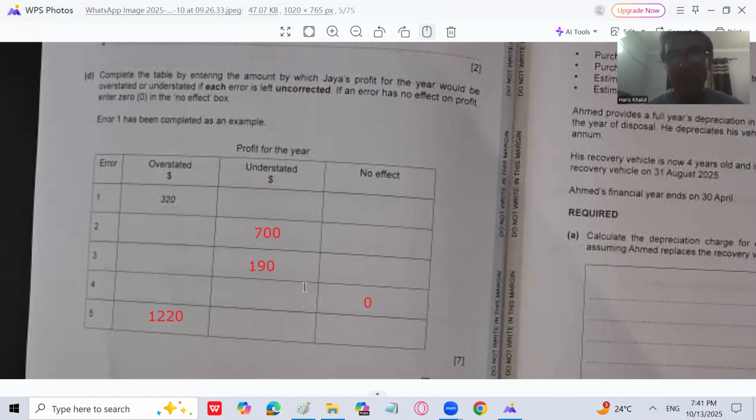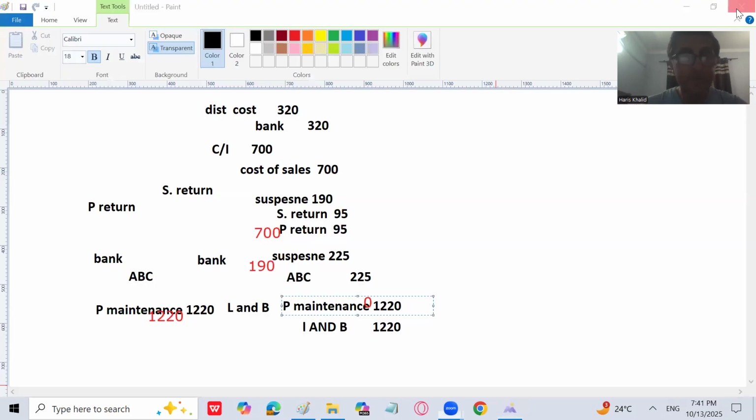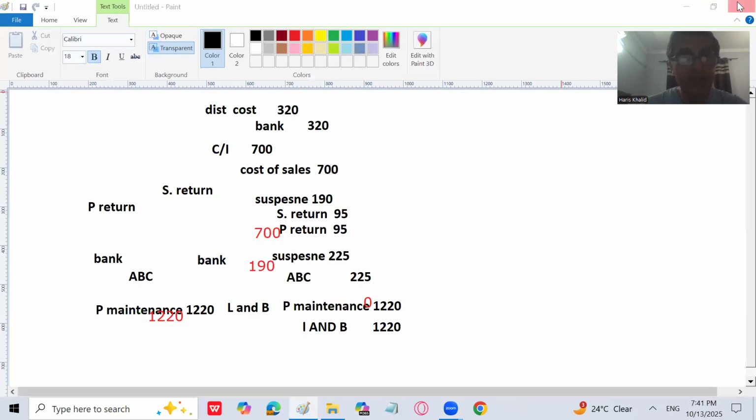Heavy numbers are given. Why? Because of the relation we are going to build for finding the effect on profit before correction, whether it is understated or overstated. So we are done with this part. I think, if I'm not wrong, the question is completed. Okay. Now let's move on to the next question, which is going to be our manufacturing account.